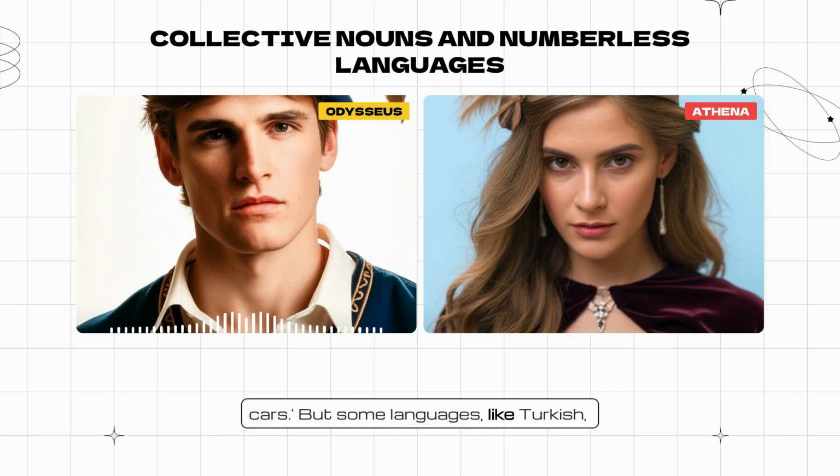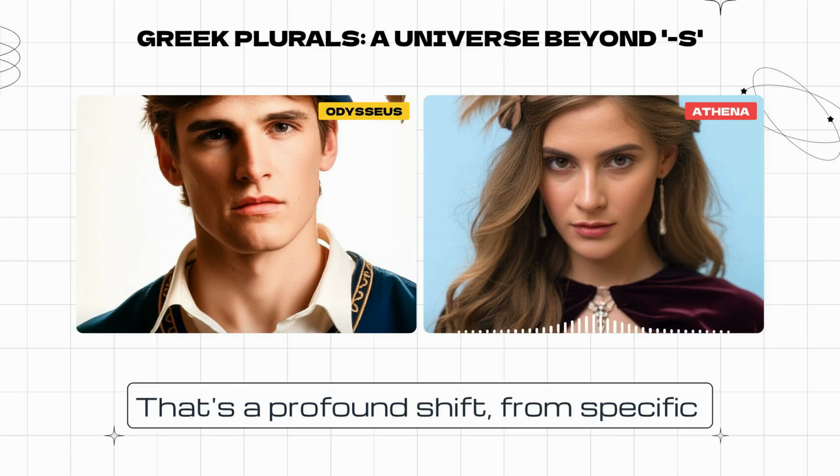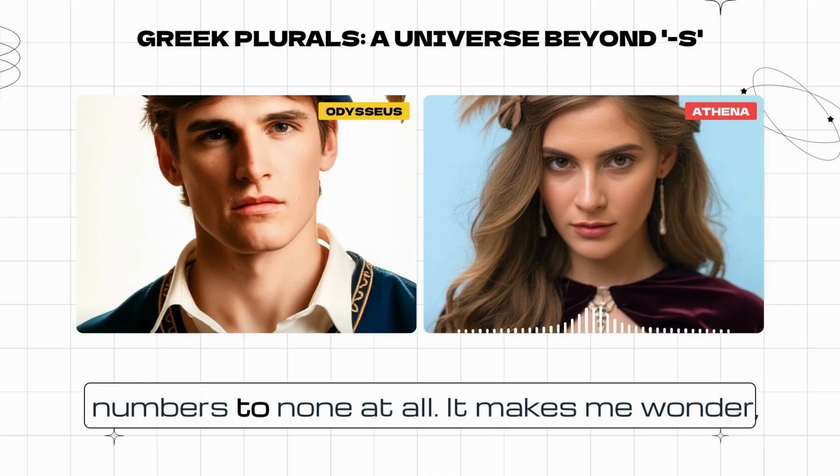But some languages, like Turkish, have number discord. You say 5 book instead of 5 books. The numeral replaces the need for plural marking. And get this, some languages are truly numberless. They don't have grammatical number as a mandatory category at all. Piraha, for instance, is reported to have no number marking even on pronouns. Quantity is purely lexical or contextual. It's a complete paradigm shift, really, from what we're used to. That's a profound shift, from specific numbers to none at all.